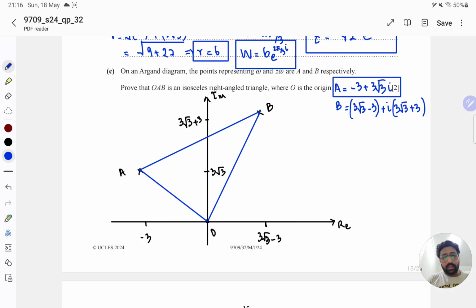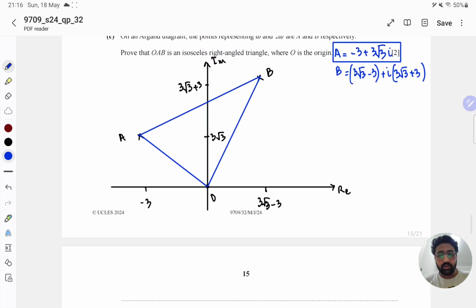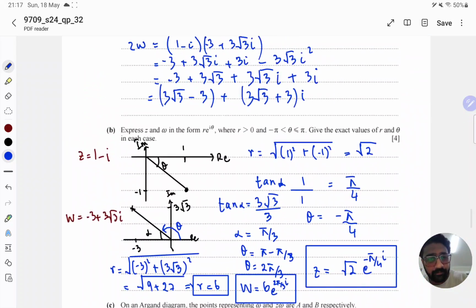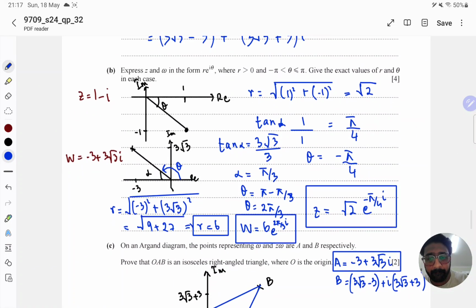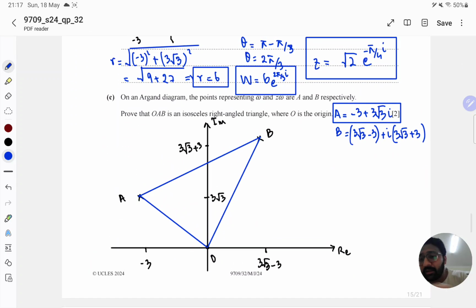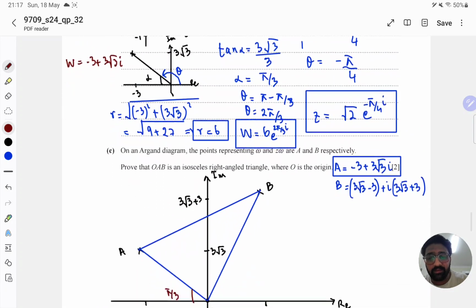This is O, A and B. Now we need to prove that OAB is an isosceles right angle triangle. Okay, so for that, what will we do? We know one thing, and that is that this angle is pi by 3. We found that over here in the previous part as well.